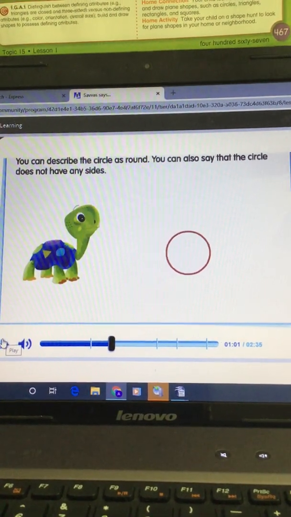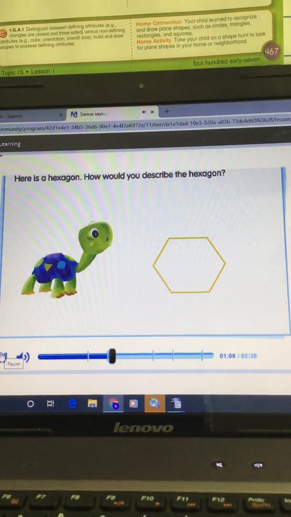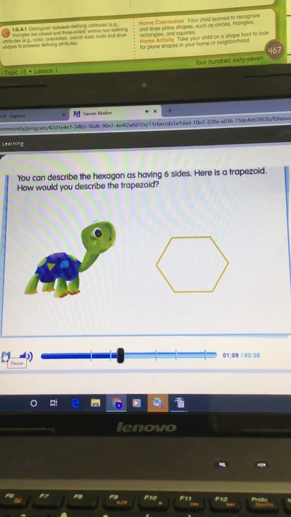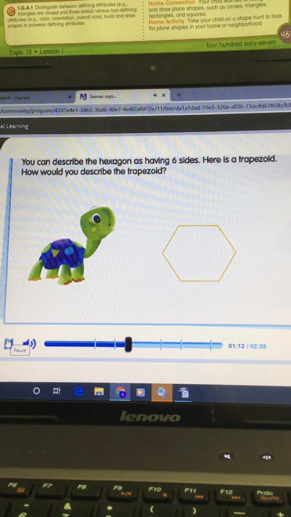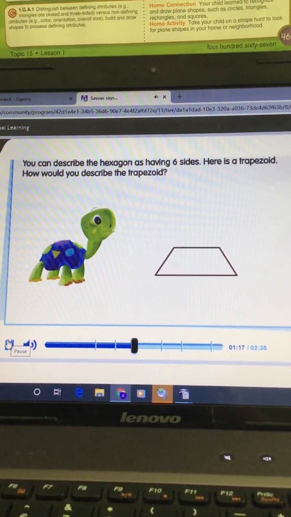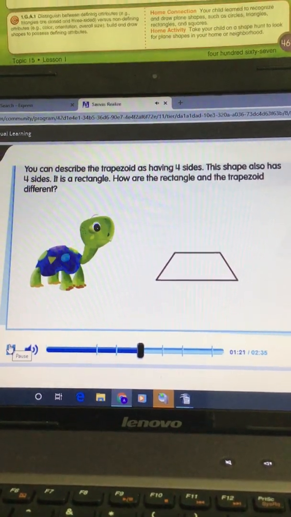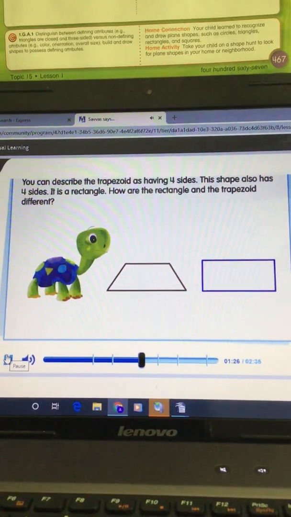It is round. Here is a hexagon. How would you describe the hexagon? You can describe the hexagon as having 6 sides. Here is a trapezoid. How would you describe the trapezoid? You can describe the trapezoid as having 4 sides.